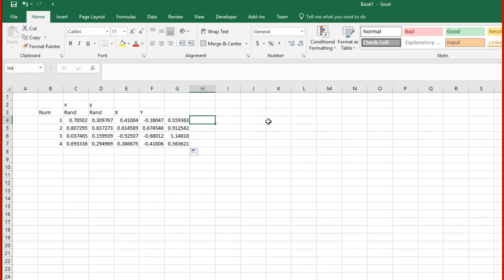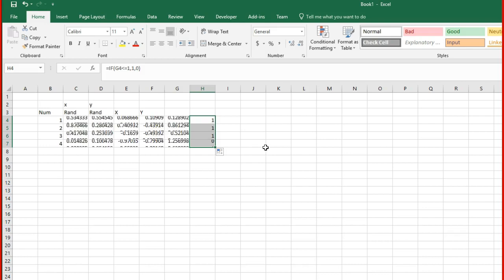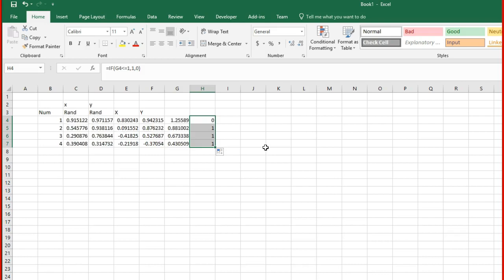So we can use a formula: if this distance is less than or equal to 1, then we will count it as being in the circle. Otherwise, if it's larger than 1, we will count it as being out of the circle. And this number will keep fluctuating every time we compute the spreadsheet. Right? So now we have a problem because, of course, maybe 4 points are very few points.